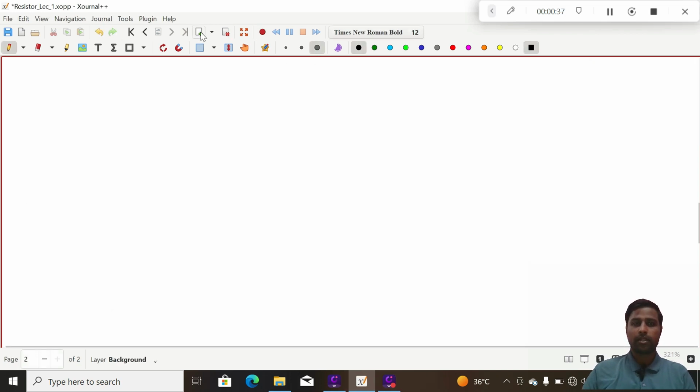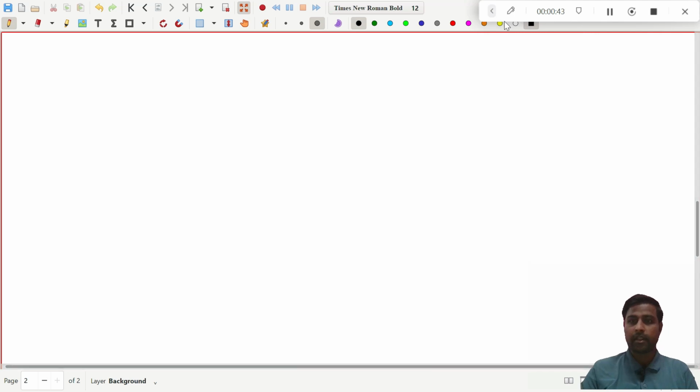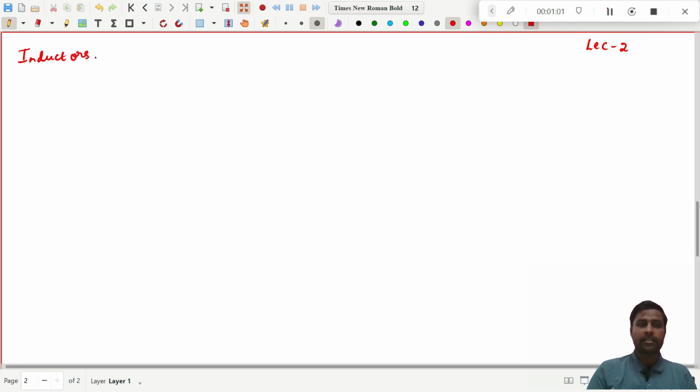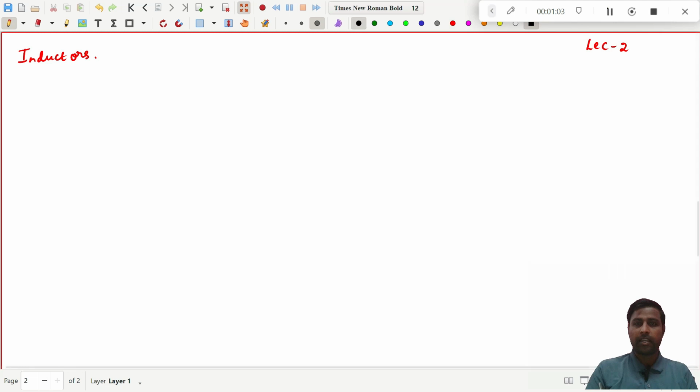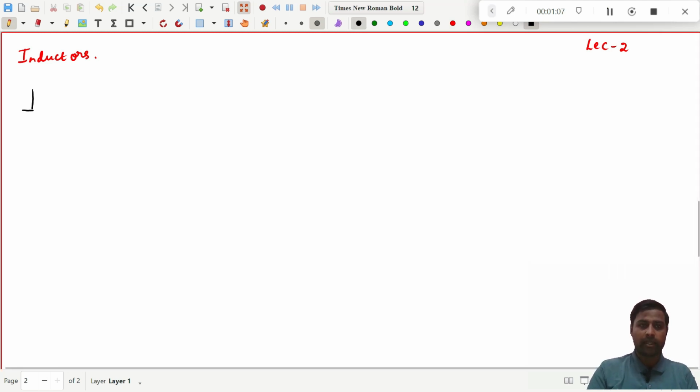In this lecture, lecture number 2, we will see inductors. In the last class, we have seen resistors. Now we will see inductors. For that, I will take a circuit again.